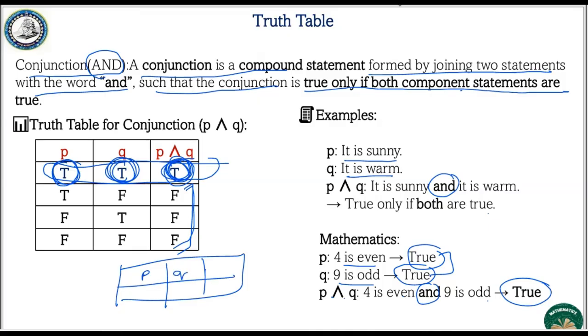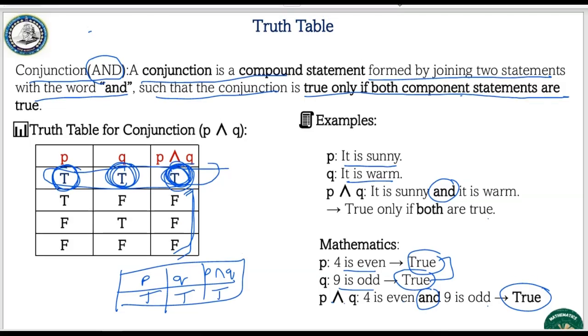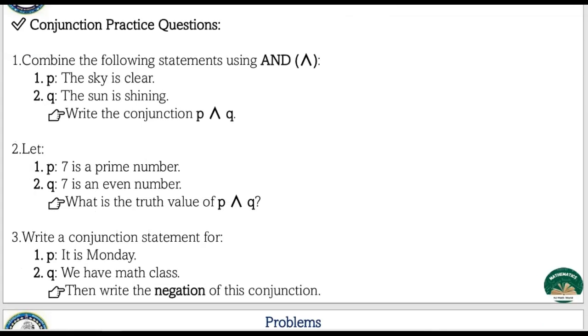P, Q, P and Q. If P is T, Q is T, the answer is T. The next one is some examples for conjunction. So let us quickly read out the sentence for examples answers.